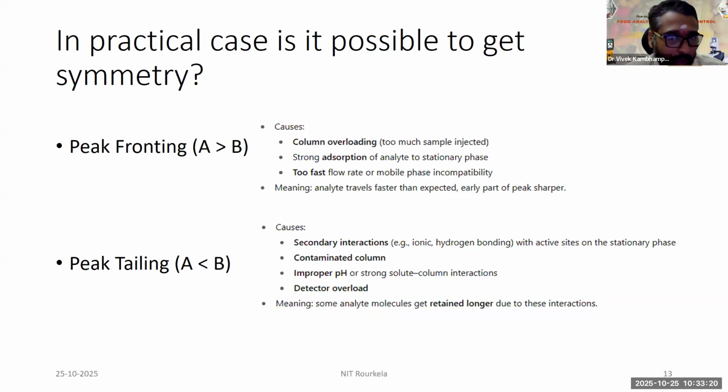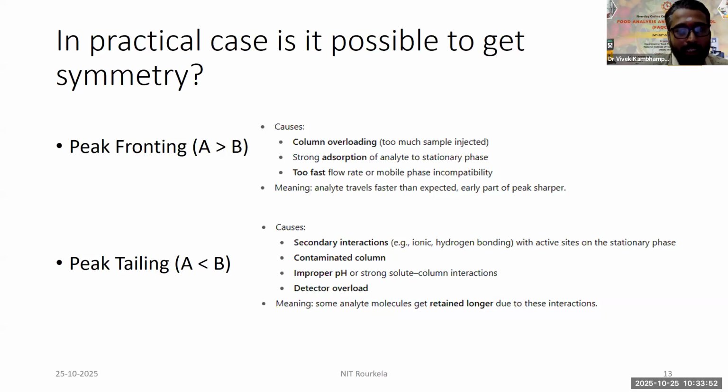Column overloading will occur. Then the strong adsorption of analyte to the stationary phase. So this is also possible, right? You will have a stationary phase, so there is a strong adsorption of analytes. Whatever the target compound, it is strongly adsorbing. That's why the peak will be a little bit tilting. Too fast flow rate or mobile phase incompatibility. This is very much important.